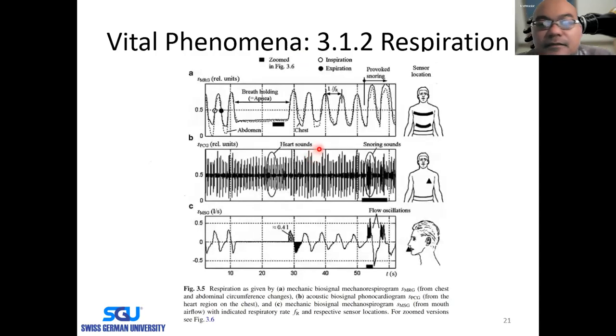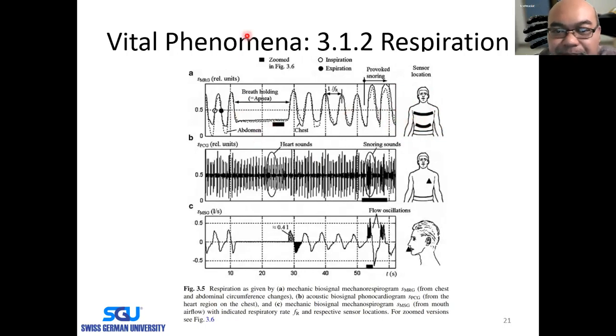So for example, here we can use this MRG, PCG as well, and MSG. What are they? MRG is a mechanorespiratograph. By putting two mechanical sensors at the chest, one is at the chest, and the other one is at the abdomen, here, at the stomach.